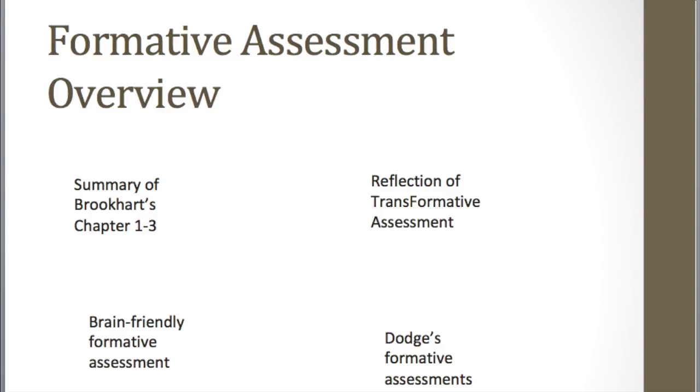Dodge defines formative assessments as a planned process of giving assessments to collect evidence of student status, which is then used by teachers to adjust their instructional procedures or for students to adjust their learning tactics. He also states that varying the type of assessment given provides a more accurate picture of what the students know and understand because they are having to think differently about the same objective.